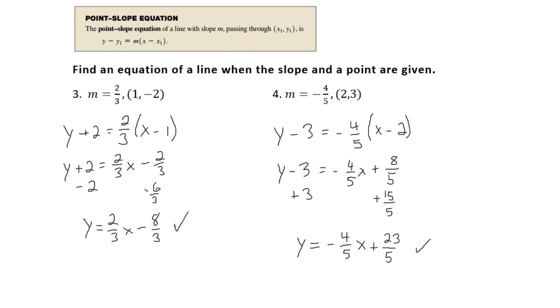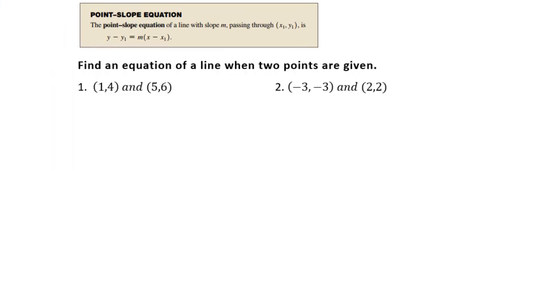Let's look at some more examples. All right, so here we are given 2 points. So with 2 points, we can't use point-slope yet because we don't have the slope. So what we need to do is use the slope of a line formula, which is m equals y2 minus y1 over x2 minus x1.